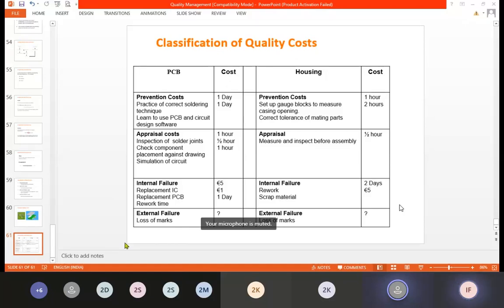All sectors spend on quality. Manufacturing, service, all sectors. Approximately 25 to 30% of the total working capital cost is spent on quality control. That is prevention of bad quality.